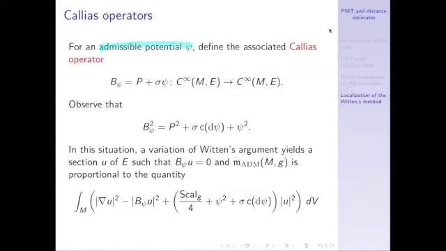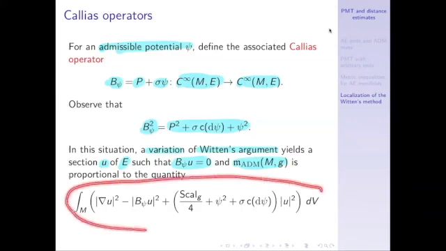For an admissible potential psi, we define the associated Callias operator B psi, which is just P plus sigma psi. So this is a first order elliptic differential operator acting on smooth sections of the bundle E. Moreover, its square is given by this formula. Now, a variation of Witten's argument yields a section U of E such that B psi U is equal to 0, and the ADM mass is proportional to this integral.